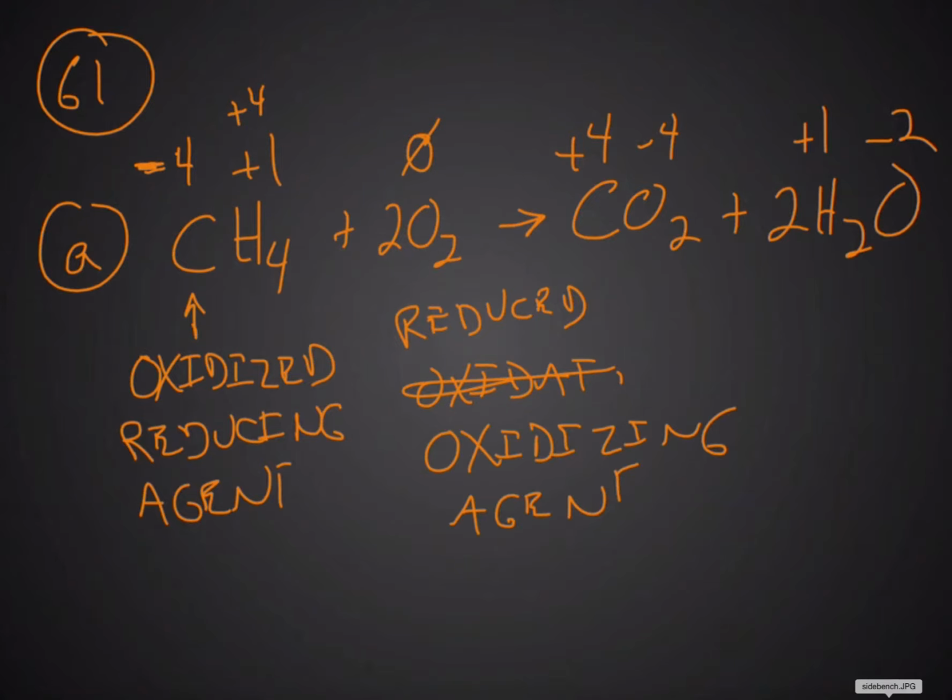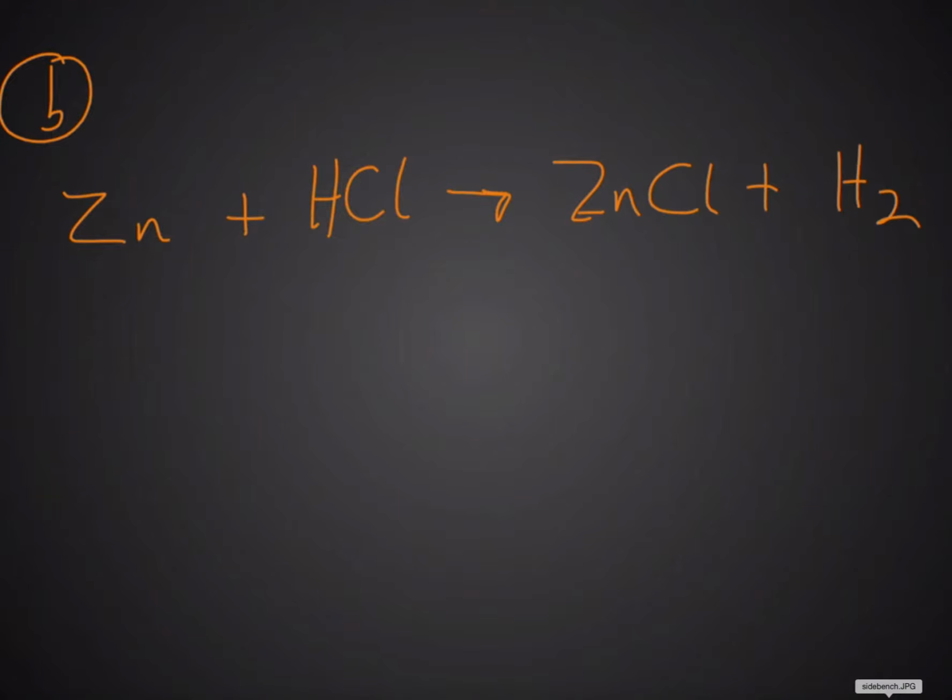Alright, so 61B, we have zinc and hydrochloric acid, and that produces zinc chloride and hydrogen gas. So zinc as an element, 0. Hydrogen as an element, 0. Those are easy. In the hydrochloric acid, chloride, the halogens have charges of -1, which means this hydrogen has a charge of +1. Over here we have 2 chlorines, each with a -1, so that's a total of -2. The zinc has a charge of +2, or an oxidation number of +2.